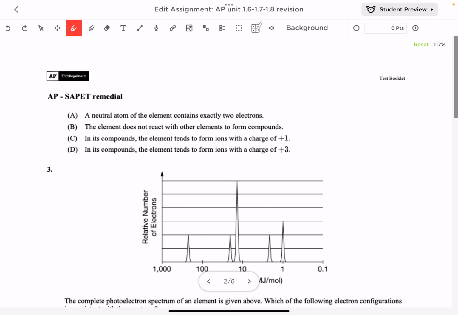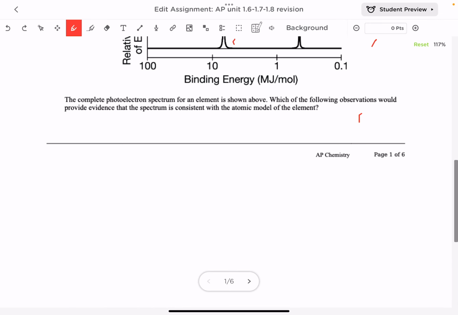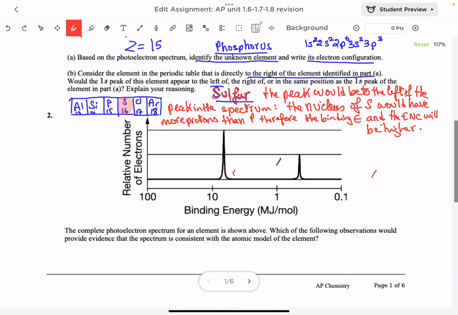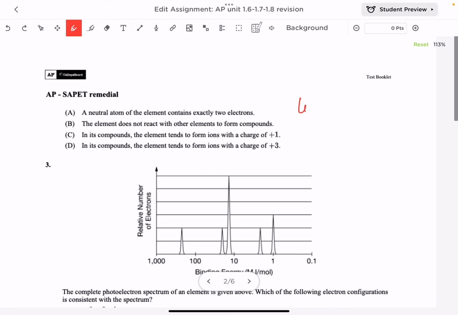A neutral atom of the element contains exactly 2 electrons. I see 2 peaks on the previous page. Let me just write the configuration here. I have 1s2 and 2s1, so that would be lithium. So a neutral atom contains exactly 2 electrons? I'm sorry, that's not correct.